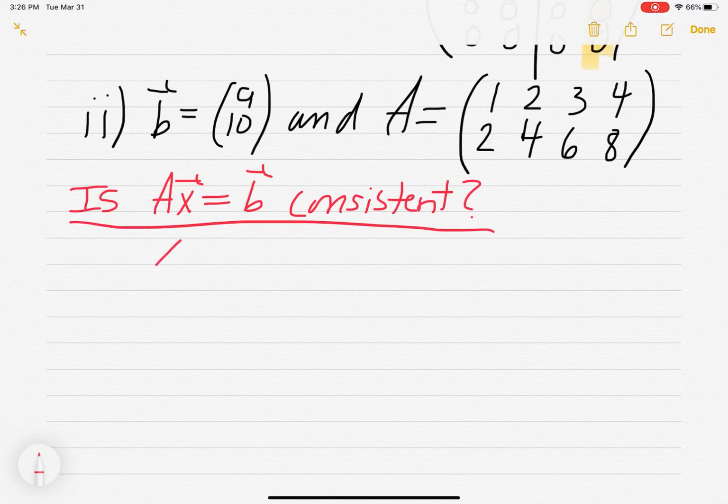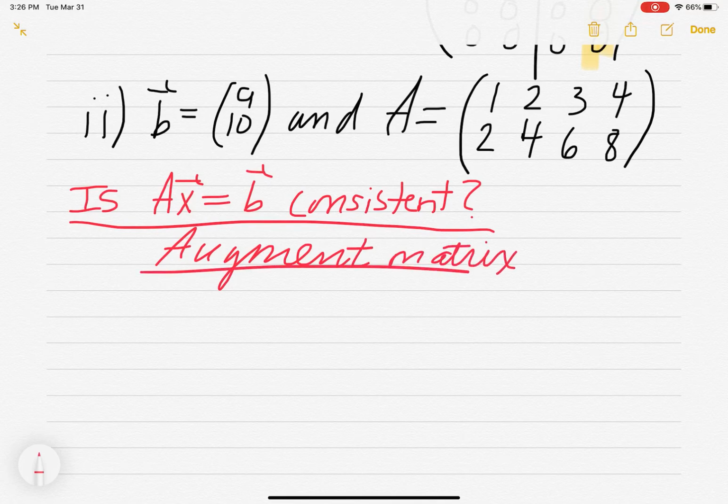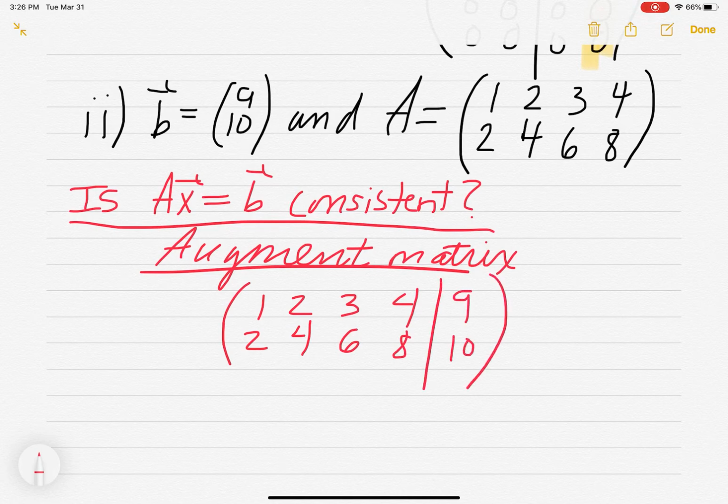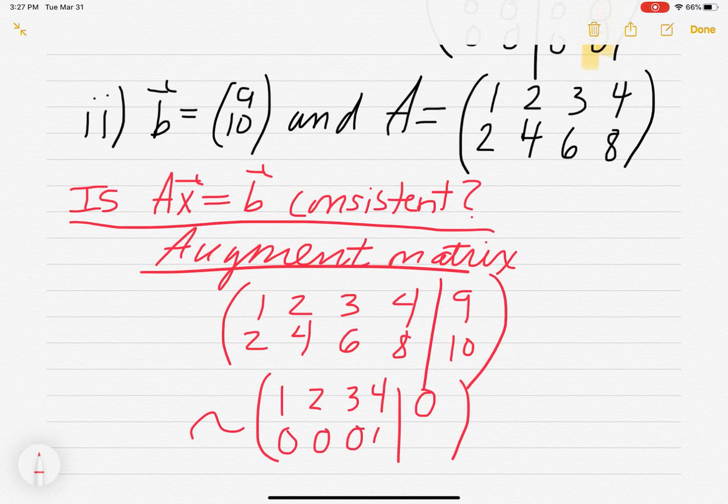To figure that out, we'll set up an augmented matrix that represents this linear system. We're going to have 1, 2, 2, 4, 3, 6, 4, 8, and augment that with 9, 10. You shouldn't have any problems entering that in your calculator. You RREF that, and when you RREF that, I'm getting 1, 2, 3, 4, 0, and then 0, 0, 0, 0, and 1.